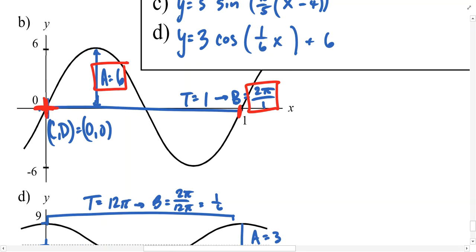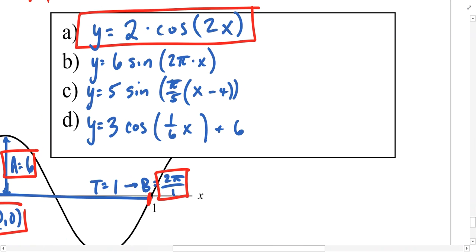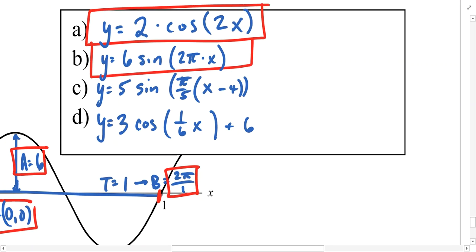I'm going to treat this like a sine function, which is supposed to start at the origin here. This one does. So the c and d value are 0 each. So for part B, I like 6 times sine times 2 pi times x with no c or d movement.